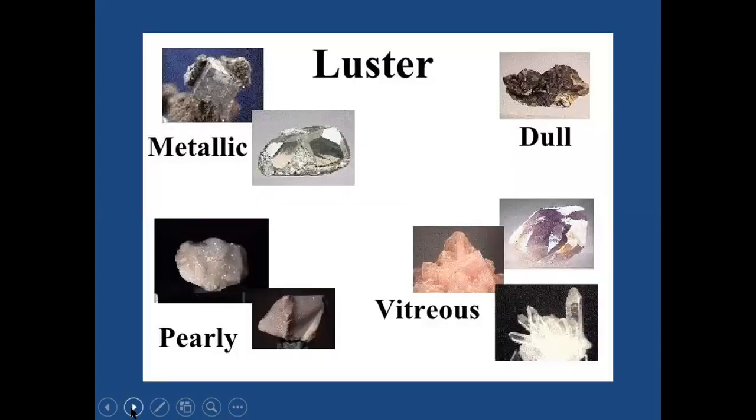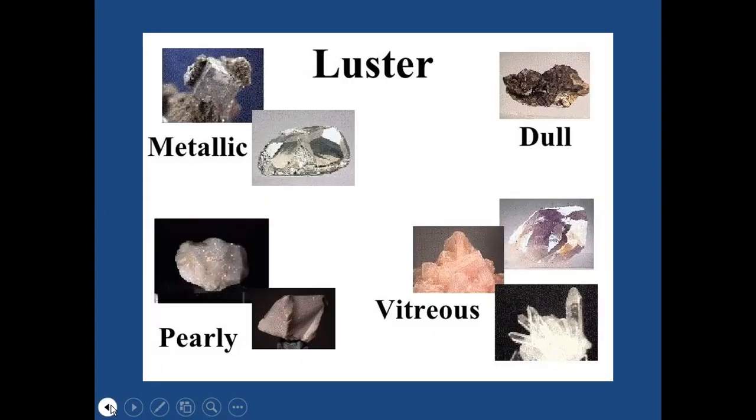Luster describes how a mineral interacts with light. So how does it reflect light? We can have a couple of different lusters. Metallic, this one's probably pretty familiar to you. Things that have that metallic shine, like aluminum foil, or this mineral here in this picture, would have a very shiny metallic appearance. Something that doesn't appear to reflect light at all would be dull. There are several different lusters. This doesn't list all of them. You can also have an oily luster, but this is just a few to give you an idea of what we're talking about.